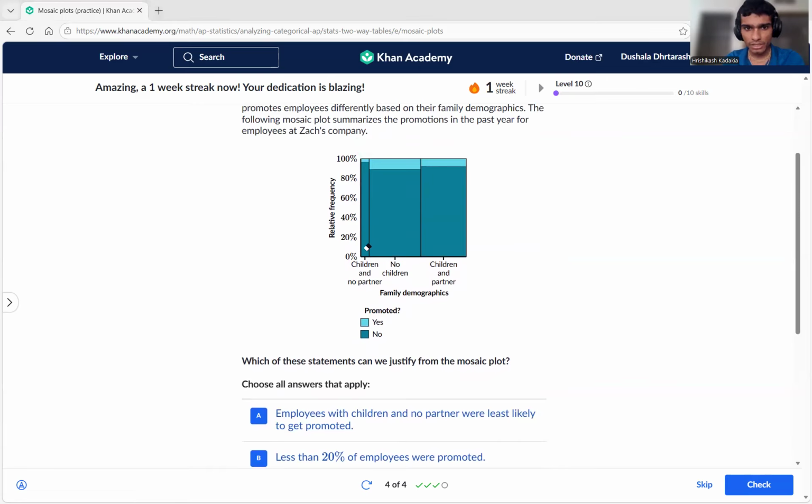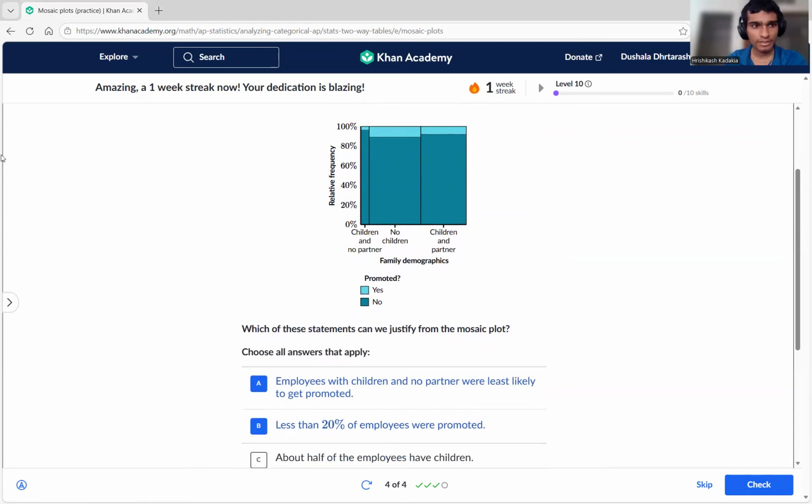Well, let's see. Actually, children and no partner. So we could say actually the third statement is also correct. About half have. Because if you compare this part, children and no partner, children and partner, those two combine together and make up about a half, and no children would be the other half.